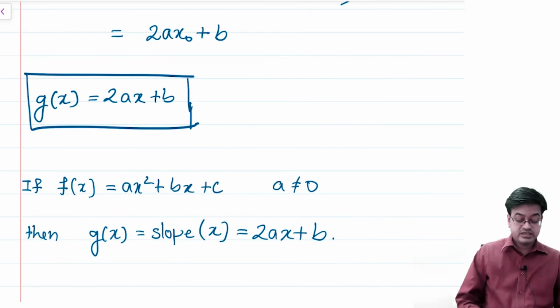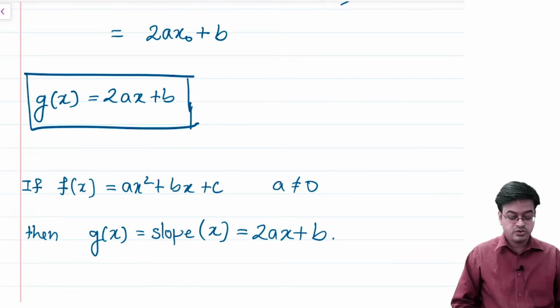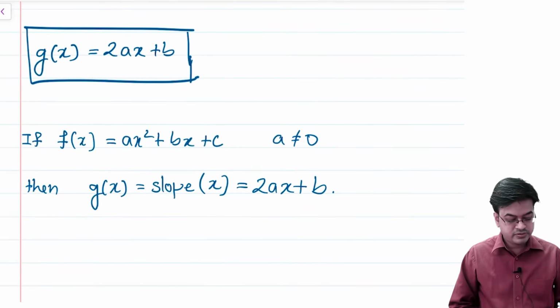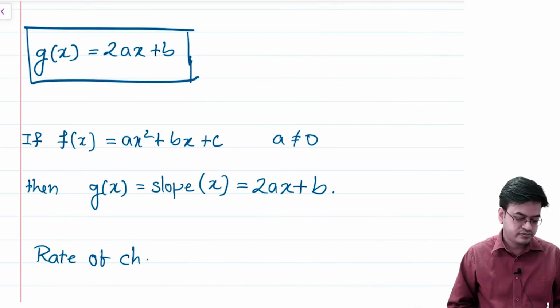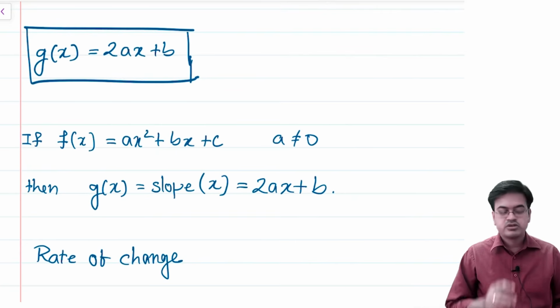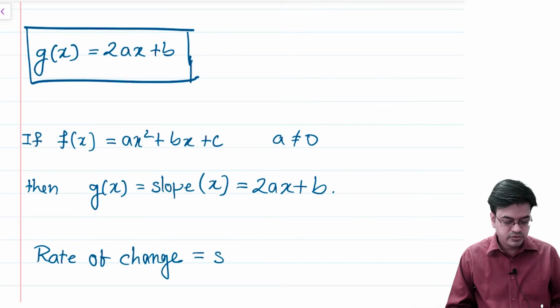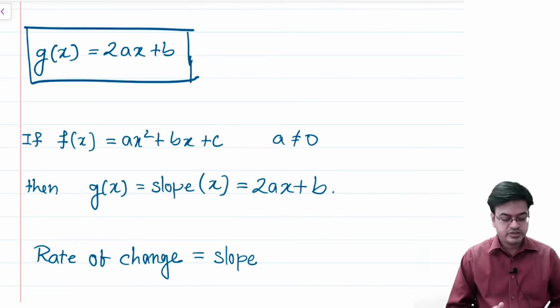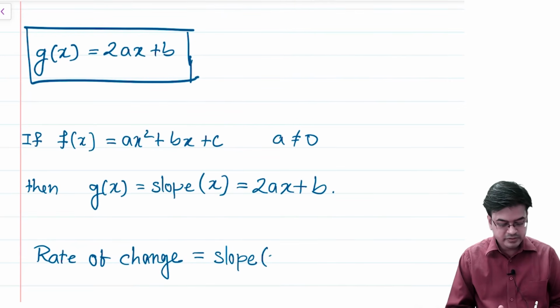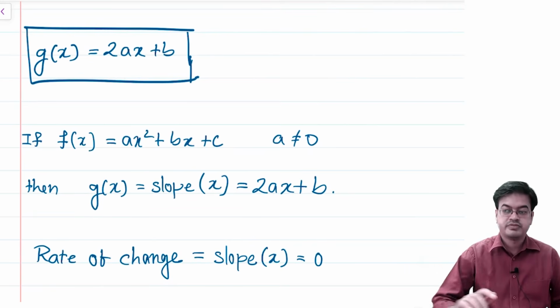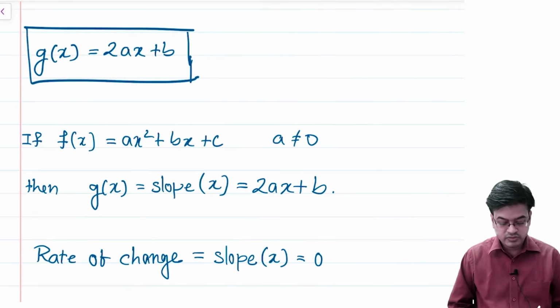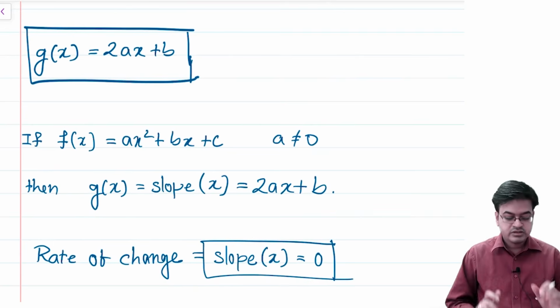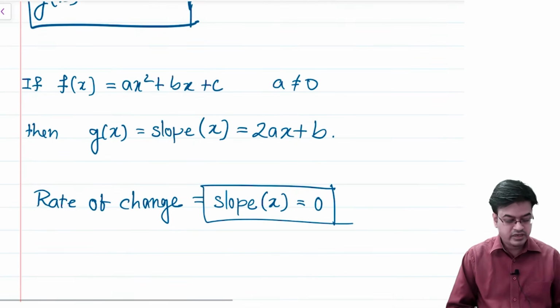Now you can see the salient features of this slope. What is a slope? Slope, as we mentioned in the straight line case, is rate of change. So now you can ask a question: rate of change is equal to slope at any point, and if this slope at that point x is equal to 0, then what is the consequence of that? This is an interesting question and we will try to answer it.